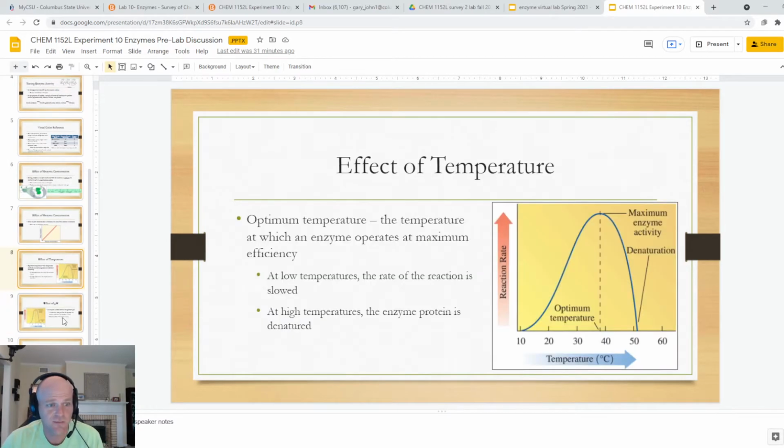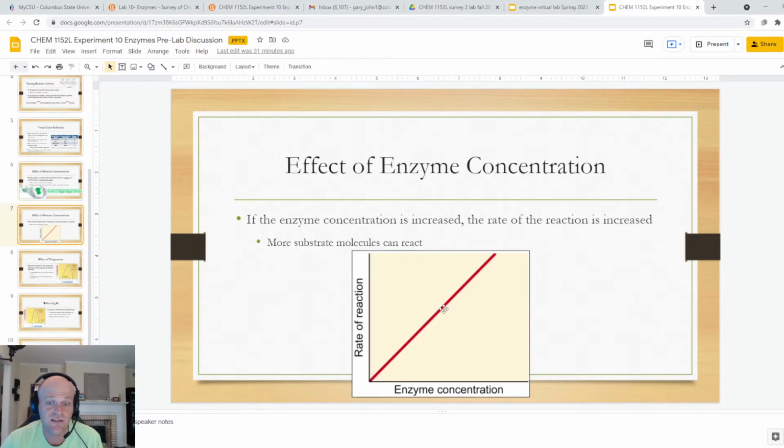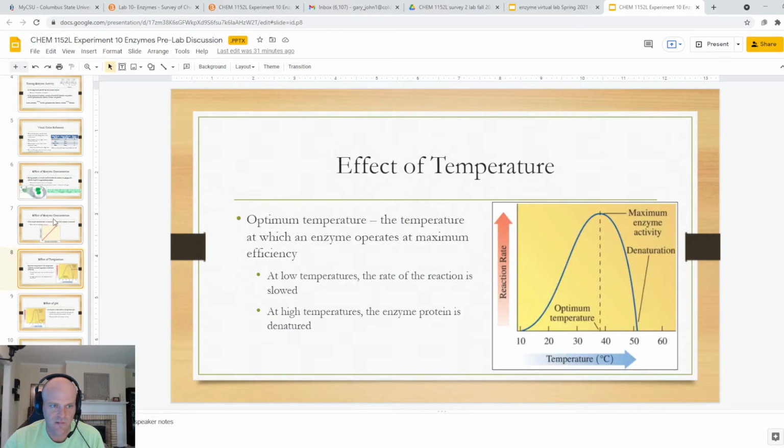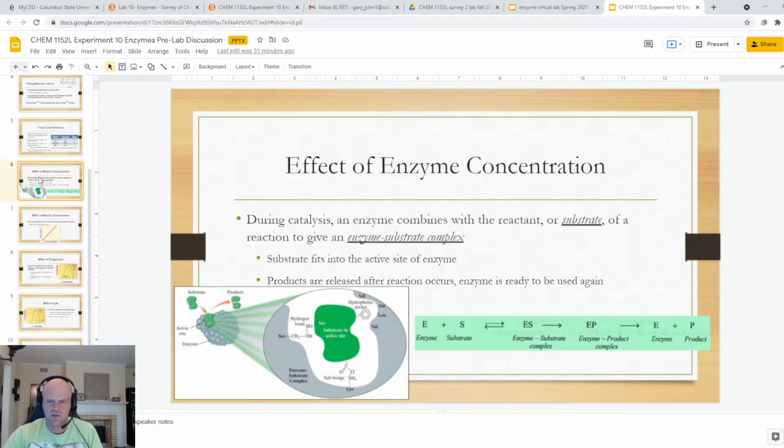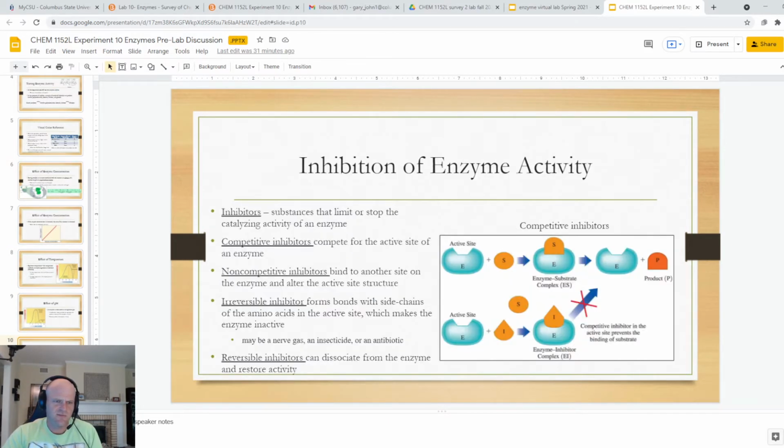The effects of temperature, pH, enzyme concentration. More enzymes mean more reactions, right? That's kind of a given. All right, all of them are factors that can affect enzyme activity. Temperature, pH, enzyme concentration. Yeah, that should be good for now.